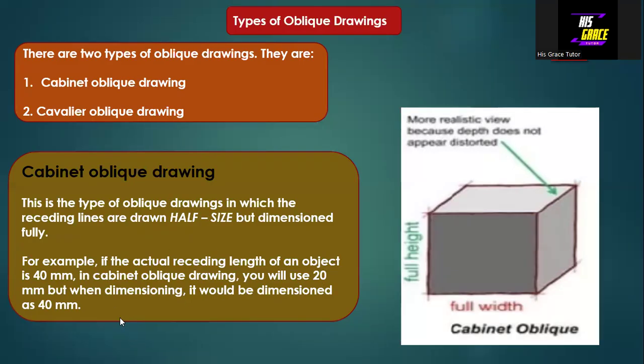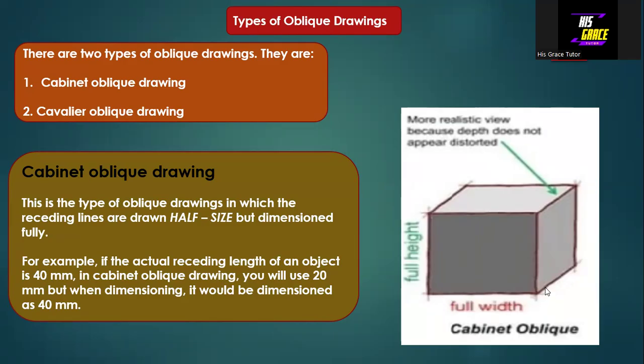But when you are dimensioning, you dimension it as 40 millimeters. So this diagram is showing us a drawing for cabinet oblique drawing. This side here is not a receding line, this is a vertical line. This is also a horizontal line. This is a vertical line, this is a vertical line. So these three lines will be drawn full length, while this one is drawn full width.